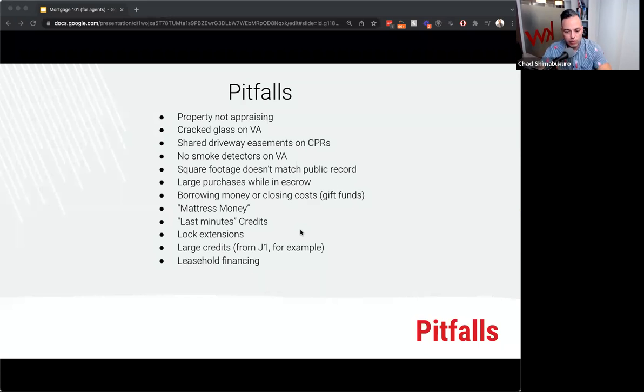Lock extensions are a tough one too. Make sure that you know when that lock is expiring, as we kind of talked about before. That's a huge expense potentially to the buyer, and sellers typically don't want to pay that at all.